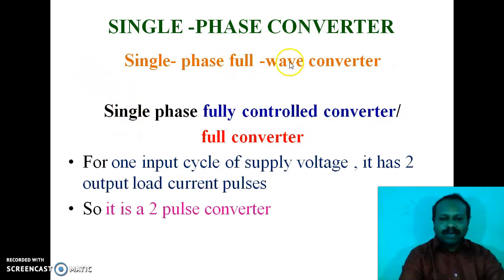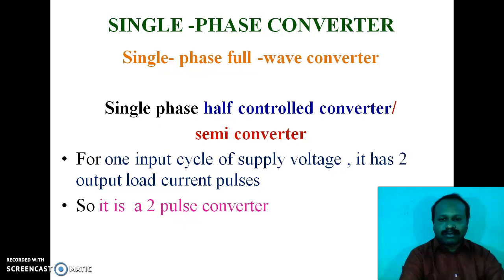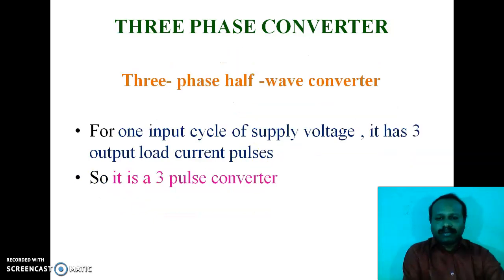But the single phase full wave converter provides two output load current pulses for one input supply voltage cycle. So the single phase fully controlled converter or full converter is known as a two pulse converter. Also, the single phase half controlled converter, also known as semi converter, also provides two output load current pulses for one complete input cycle of supply voltage. So the semi converter is also known as a two pulse converter.